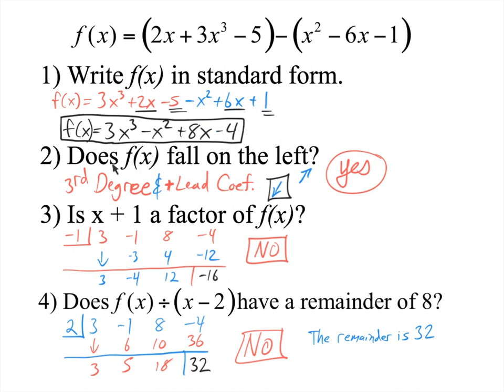So what you should know, first of all, to tell if f of x falls on the left, first we have to realize it's a third degree, and the lead coefficient is a positive 3, but positive is what we're looking for. So because it's a third degree, we know it's odd. And because it's positive, we know on the right side it's going to go up. Since it's odd, the left side is going to go down. And we want the left side, so it's going down. It's falling. So yes, it does fall on the left, but it rises on the right.